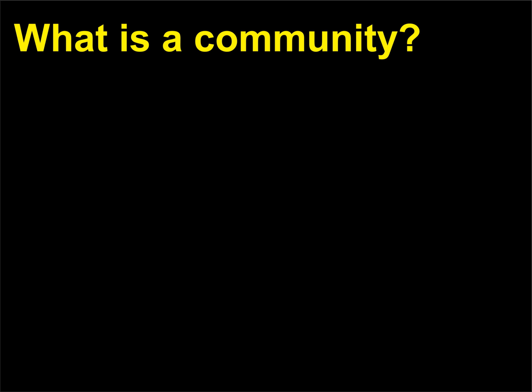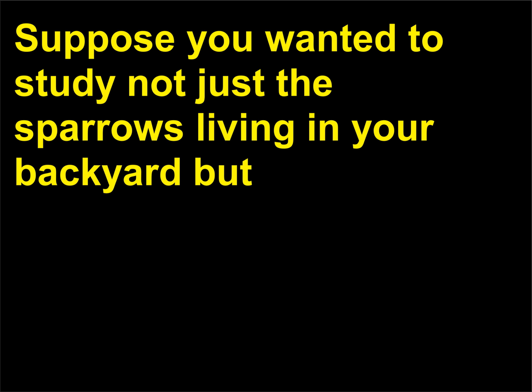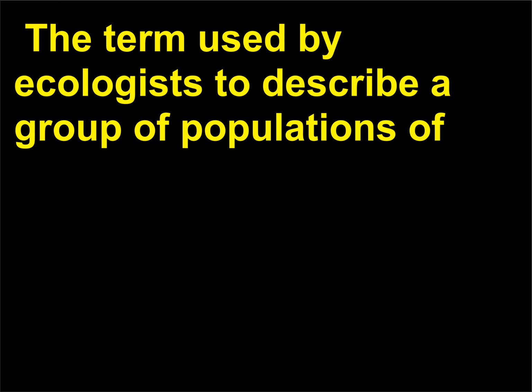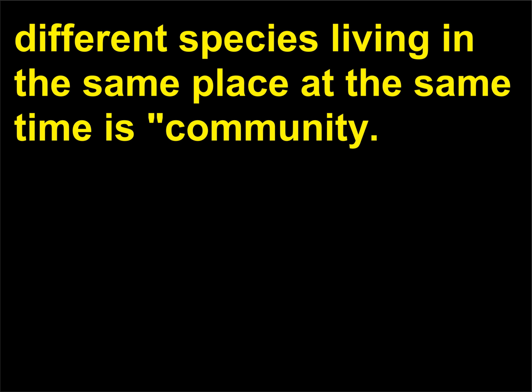What is a community? Suppose you wanted to study not just the sparrows living in your backyard but also the insects they feed to their young and the plants that those insects eat. The term used by ecologists to describe a group of populations of different species living in the same place at the same time is community.